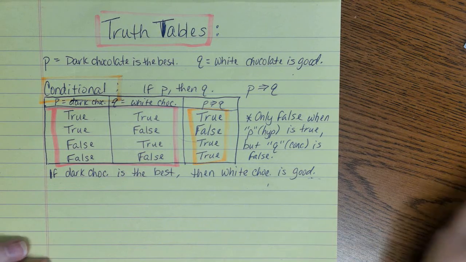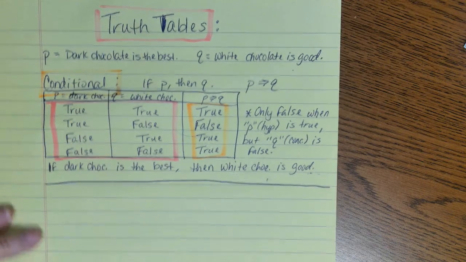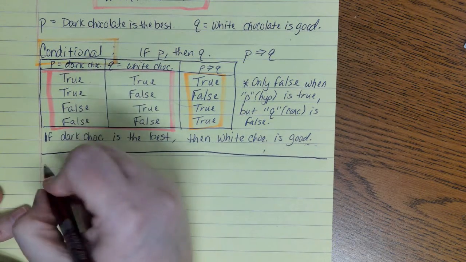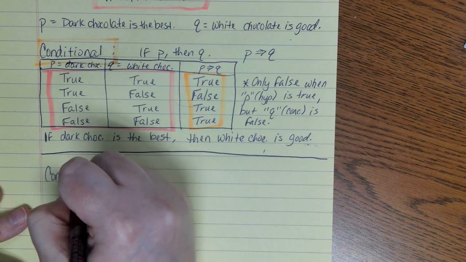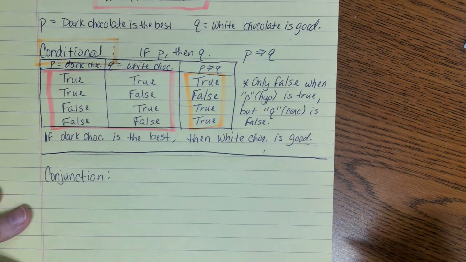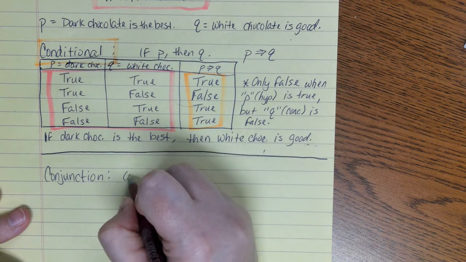The second type of truth table sounds like a new word, but you'll actually know what it is once you see it. It's a conjunction truth table. A conjunction is just a fancy word for a statement that uses the word and.